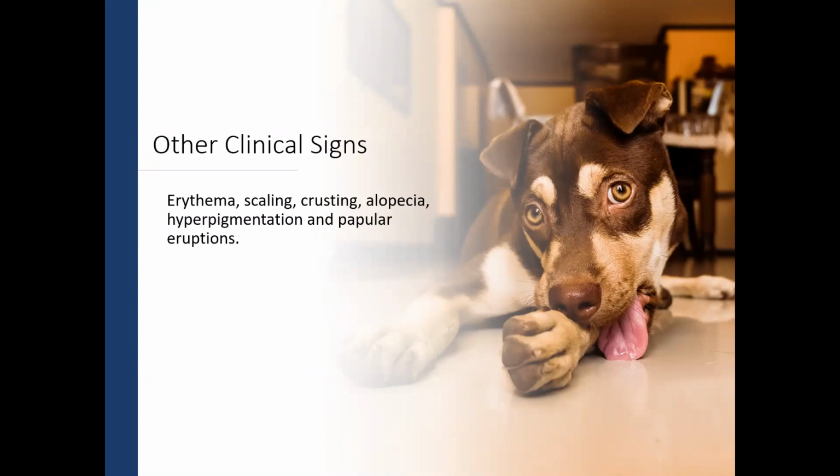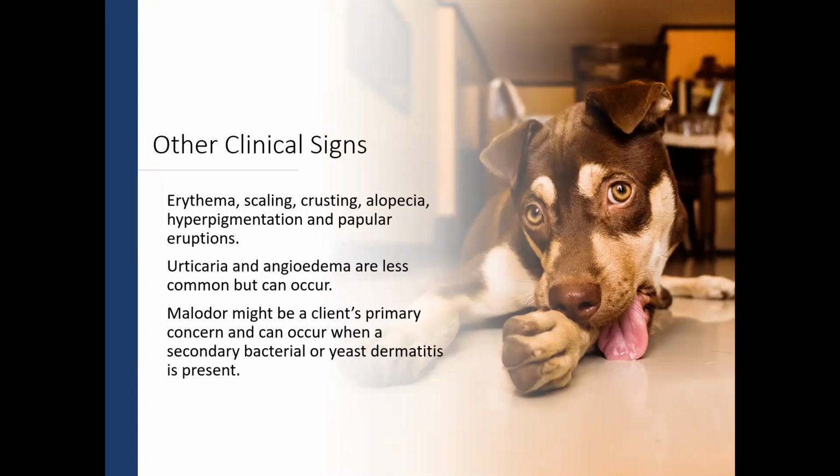Other clinical signs include erythema, scaling, crusting, alopecia, hyperpigmentation, and papular eruptions. Urticaria and angioedema are less common, but can occur. Malodor may be a client's primary concern and can occur when a secondary bacterial or yeast dermatitis is present.